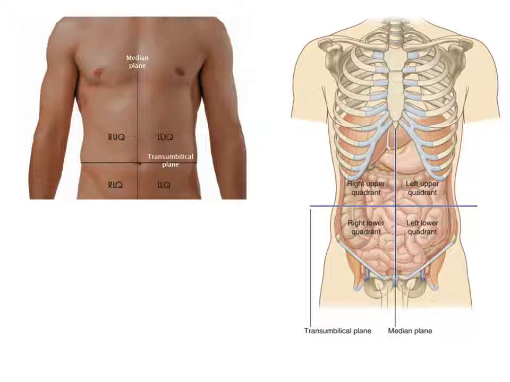The more commonly used system is the 4-quadrant system, which divides the abdomen into a right and left upper quadrant, as well as a right and left lower quadrant. The median plane, shown here, along with the transumbilical plane, which cuts through the level of the umbilicus, are used to establish this 4-quadrant system.